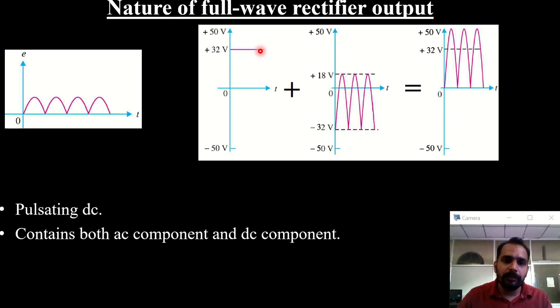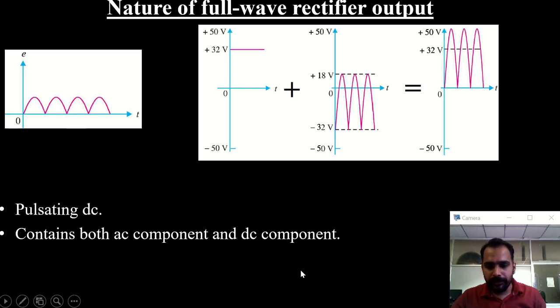When this DC signal of positive 32 volt and this AC signal are added, we get a signal like this, with a maximum voltage Vm of 50 volt. This is the result of the addition of the DC and AC signals. This voltage exactly resembles the rectifier output, so we can say that a rectifier output voltage contains both AC and DC components.